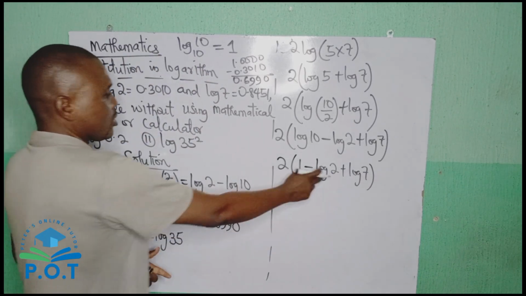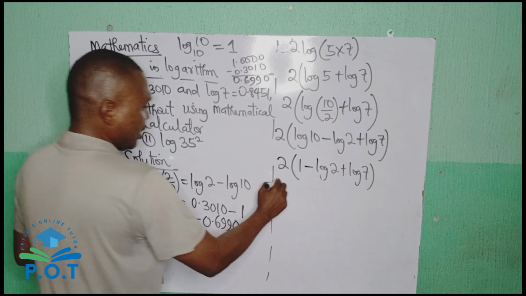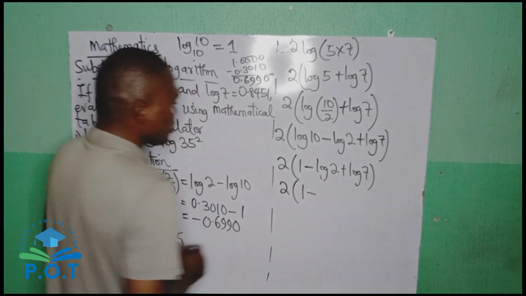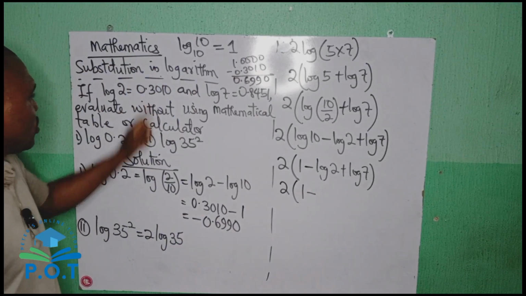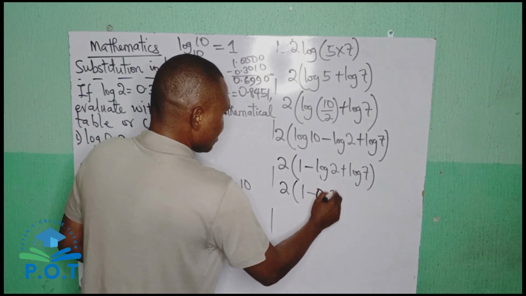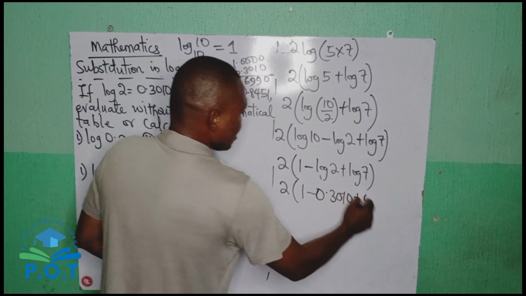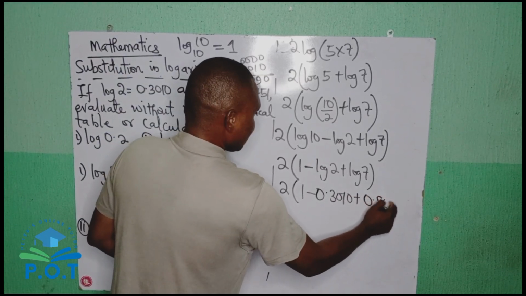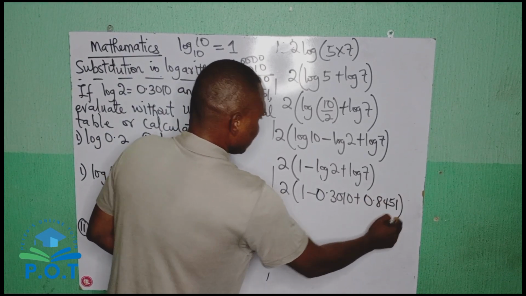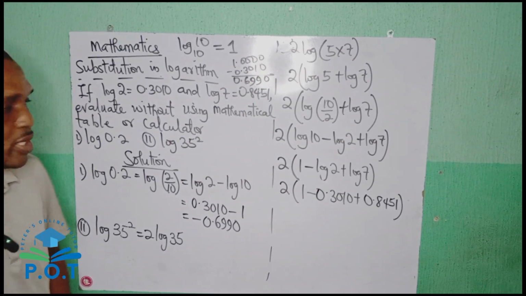Okay, now there's log 2 and there's log 7. So I'm having 2 bracket 1 minus. Now, what is log 2? Log 2 is 0.3010 plus log 7 is 0.8451. All right, so let us quickly do the addition and subtraction here.